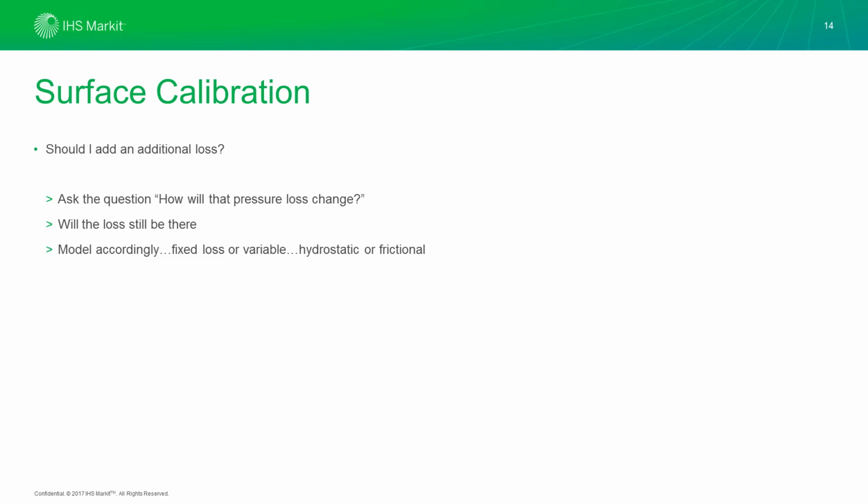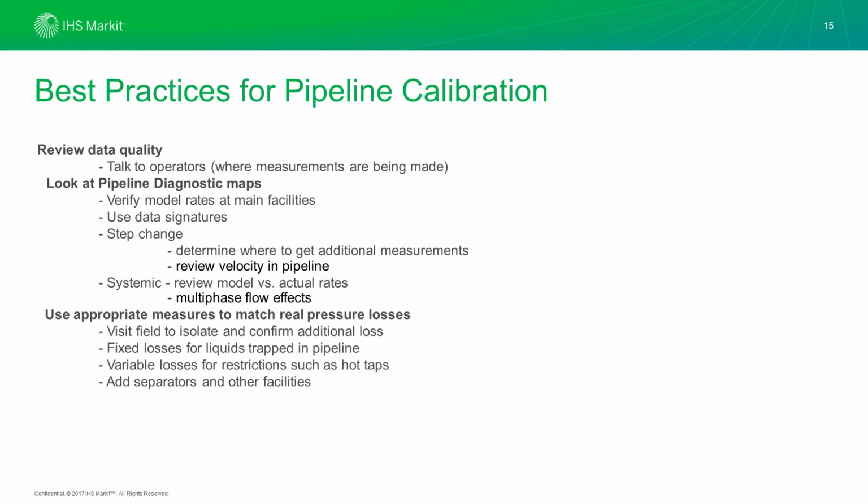We want to focus on ruling out any of those issues, and when we hone in on an additional pressure loss and have been able to attribute it either to a hydrostatic or a frictional pipe restriction, then we're actually going to be able to model it appropriately, and we're going to make sure that this is representative of our changing conditions.